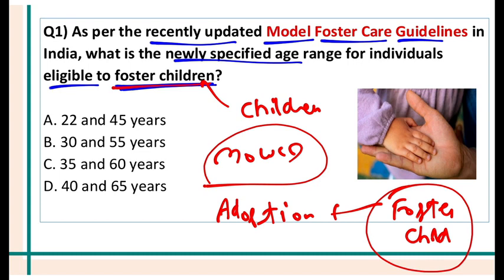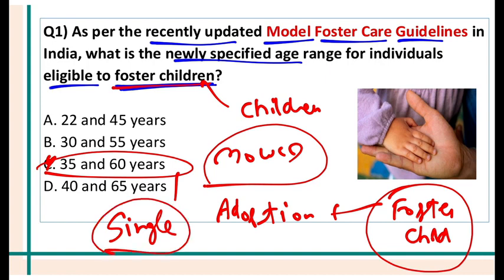Individuals between the age of 35 and 60 can foster children. And the most important part is that earlier only married couples could raise foster children, but now even if you are single, you can foster children. You can take care of them and their education. It's just like your own child.